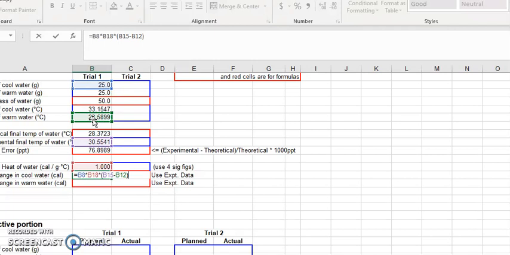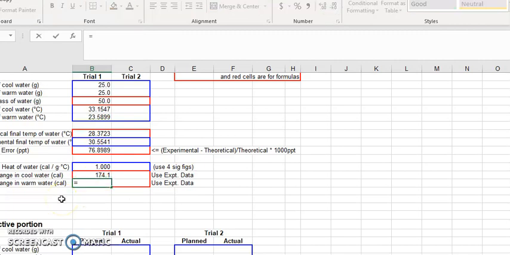Remember, this is an endothermic process. The cool water is absorbing energy. Therefore, you get a positive number for your answer. Because this only has 4 sig figs, row 19 can also only have 4 sig figs. So we will change that.